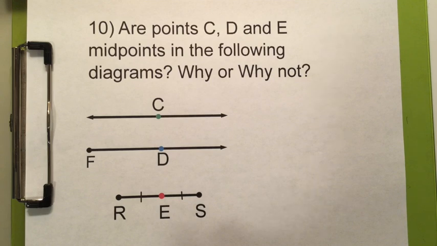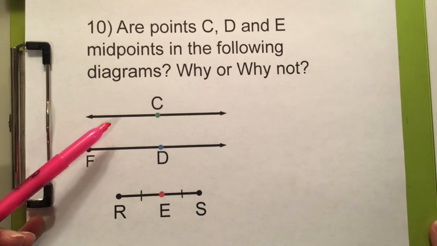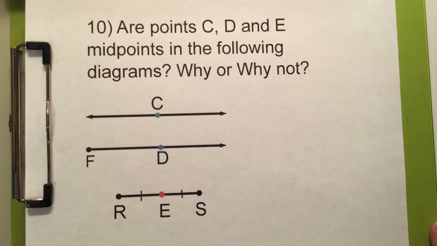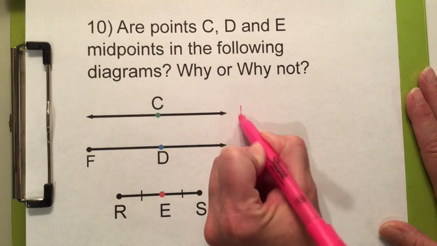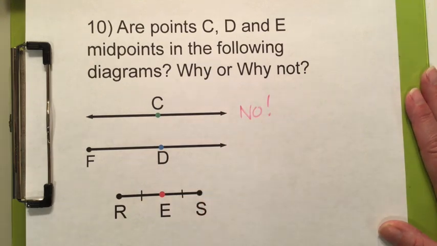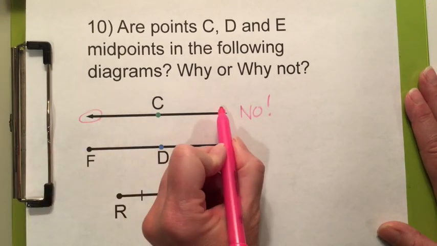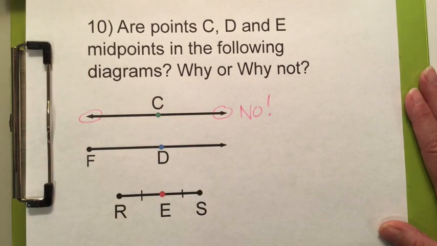Okay, last one. When you have problems like this: are points C, D, and E midpoints given the following diagrams? Why or why not? So think about it for a second. What do you think about this first one? Is C a midpoint? No, it's not a midpoint. Why? Because this is not a line segment, it's a line. So you can't have a midpoint of a line.